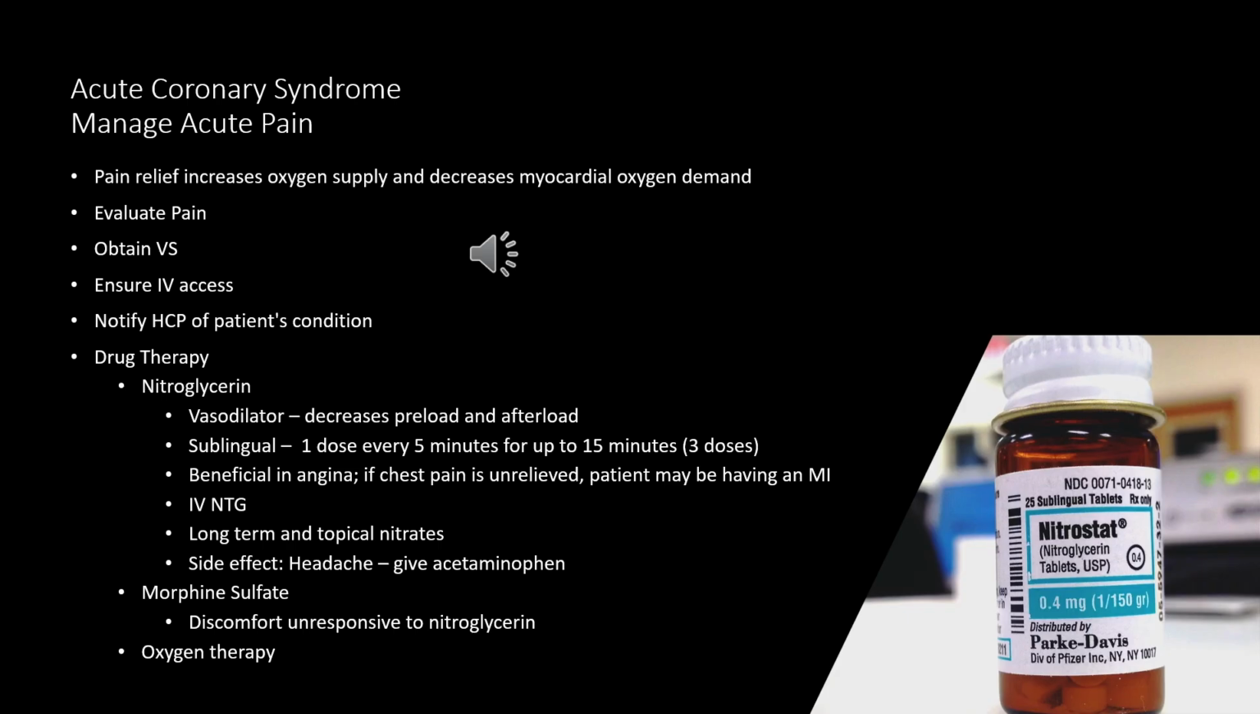So a sublingual nitroglycerin is given 1 dose every 5 minutes, up to a max of 3 doses. If chest pain is persisting after 3 doses, then we really need to be suspecting an MI. Typically, what we're educating patients if they're out in the field, if they take one nitroglycerin and they're still having chest pain, we want to tell them to go ahead and contact 911 and come to the hospital. IV nitroglycerin may be started for persistent ischemic pain as well.